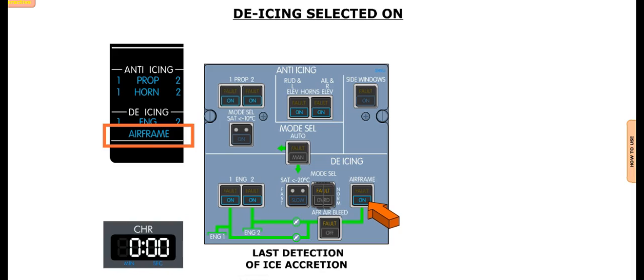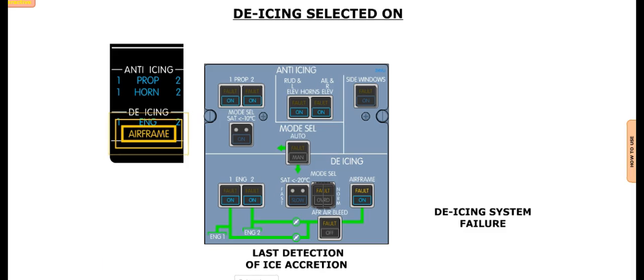A cyan message is displayed in the de-icing part of the memo section on the MFD when the de-icing system is selected to on. This airframe message will flash if the airframe de-icing system is still on 5 minutes after the last detection of ice accretion. The message is displayed in amber in the event of a failure of the de-icing system.